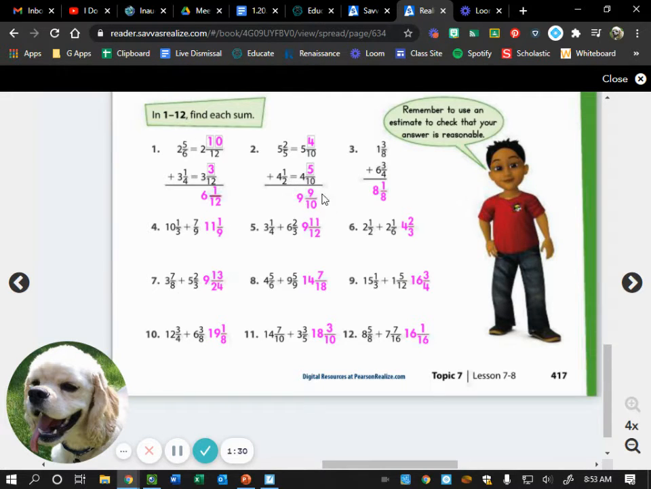How many of you got 9 and 9/10 for number 2? Awesome. Number 3, though, we did end up having to convert. So 1/8 and 3/4. Least common denominator is 8. So we didn't have to do anything to the 3/8, but the 3/4, we had to turn into 6/8. So we would have 3/8 plus 6/8, which would get us 9/8.